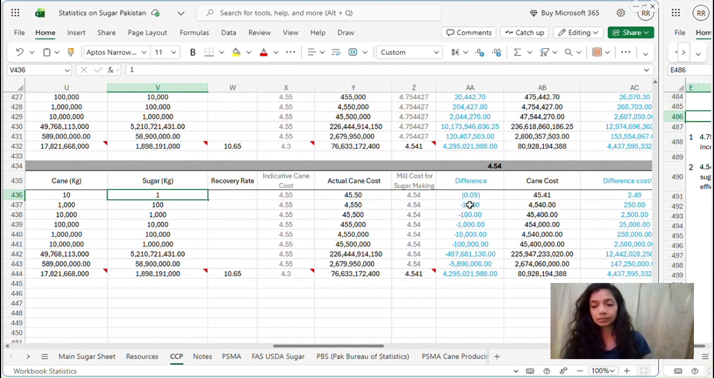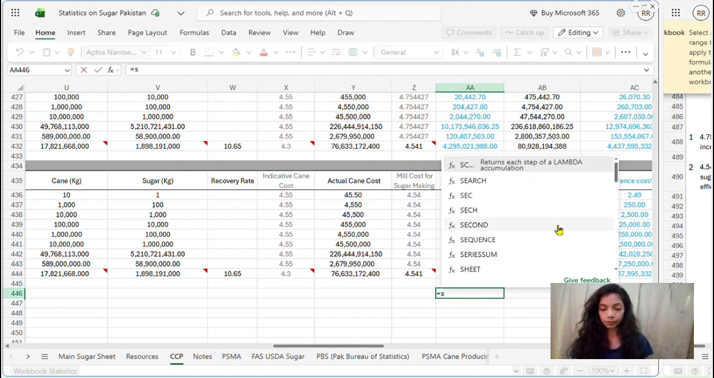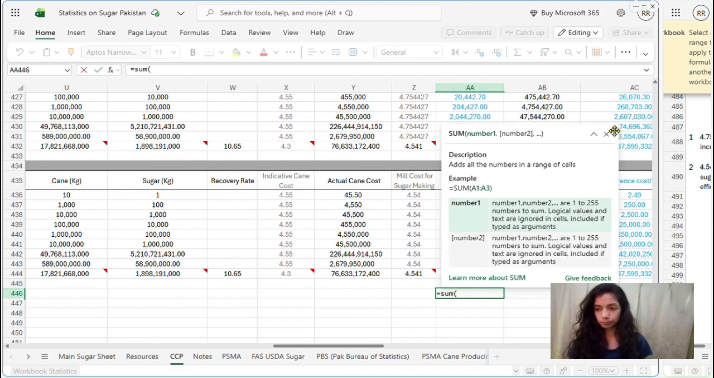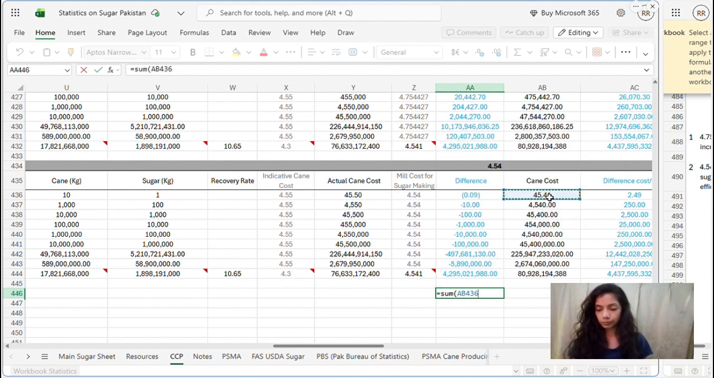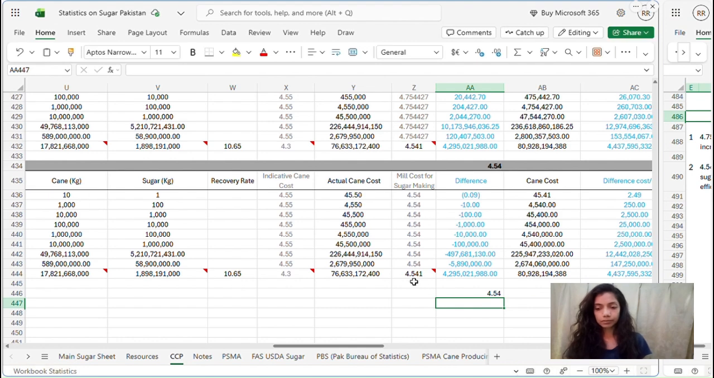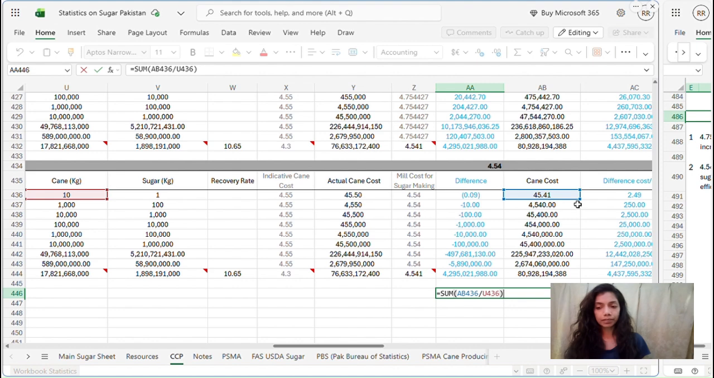Because these numbers that we have arrived at, how we have arrived at, what I did, I simply took this number 45.41 and I divided it by 10. Or if I just pick this number here, I arrived at this number 4.54. How? I divided 45.41, the cost of cane required to produce 1 kg of sugar, by the quantity of cane.